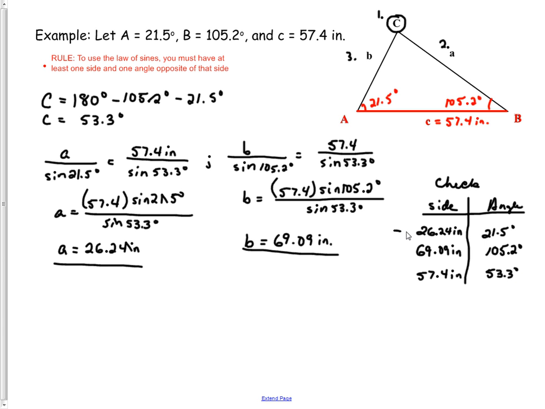Well, the shortest side appears to be opposite the shortest angle. The longest side appears to be opposite the largest angle, and therefore, everything's copacetic. All right, a little bit more explanation and example to come. Stand by.